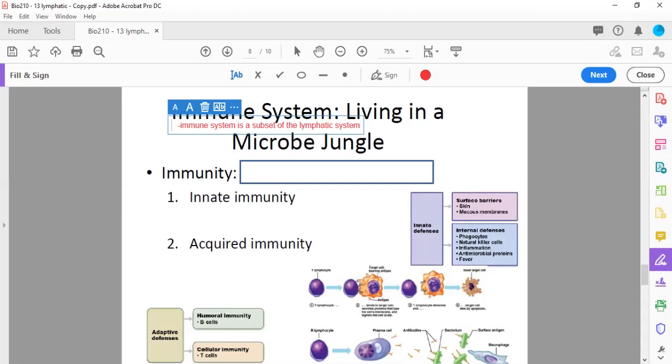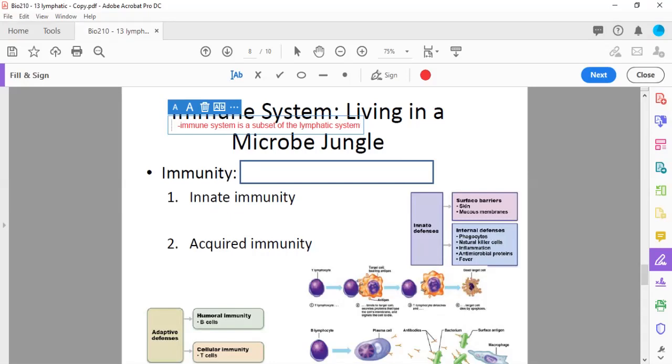Now, if you remember what I said on the first day, function and structure go hand in hand. You can't have the function unless you have the structure, right? And so they go hand in hand. So when you think of the lymphatic system, you think of the structures. When you think of the immune system, you think of the functions involved in keeping you healthy.